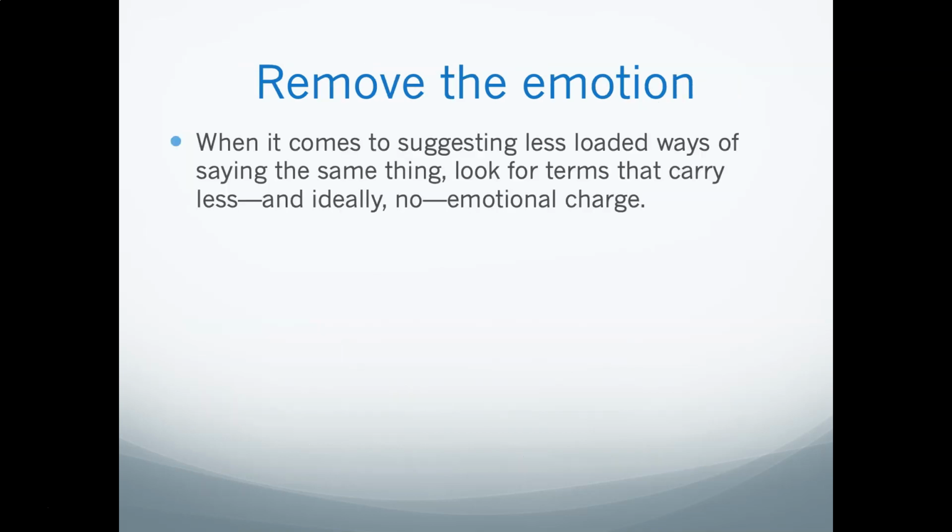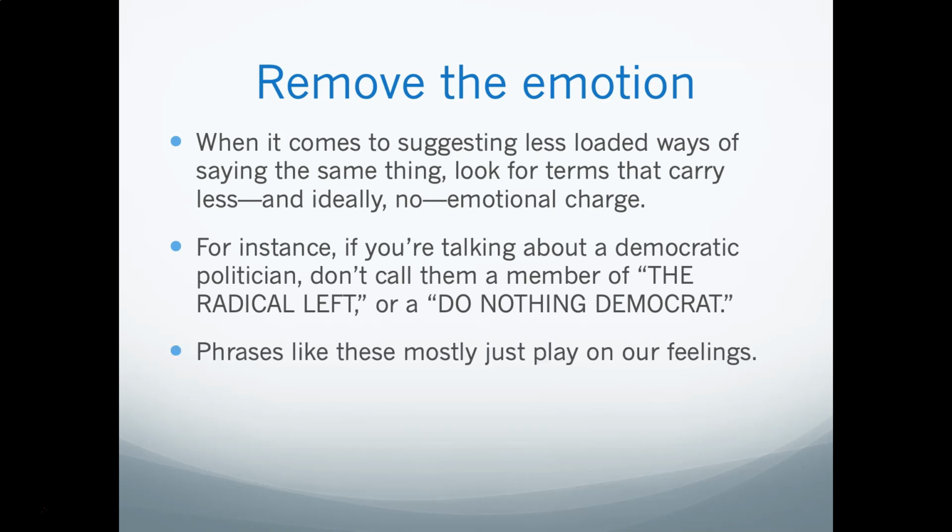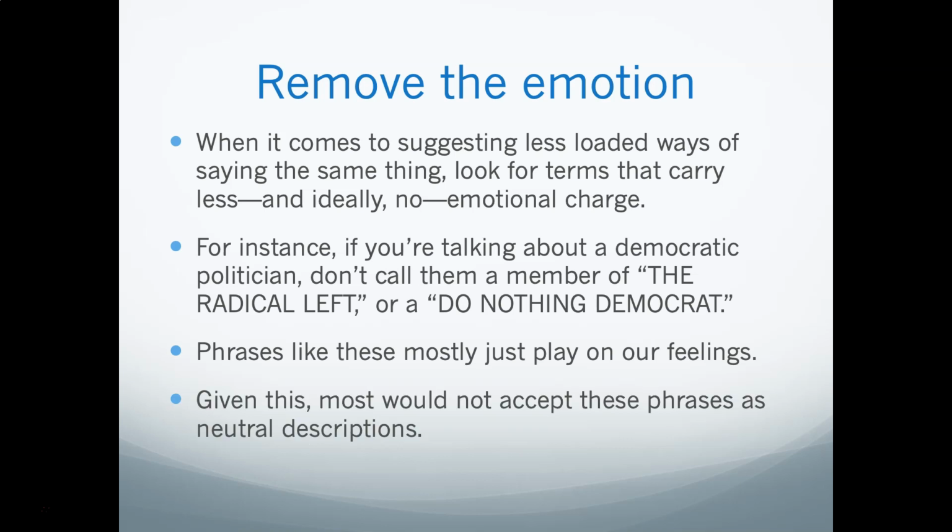When it comes to suggesting less loaded ways of saying the same thing, look for terms that carry less and ideally no emotional charge. For instance, if you're talking about a Democratic politician, don't call them a member of the radical left or a do-nothing Democrat. Phrases like these mostly just play on our feelings. And given this, most would not accept these phrases as neutral descriptions, because they're not.